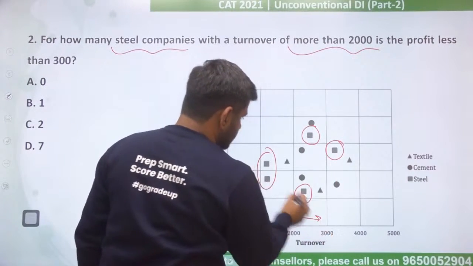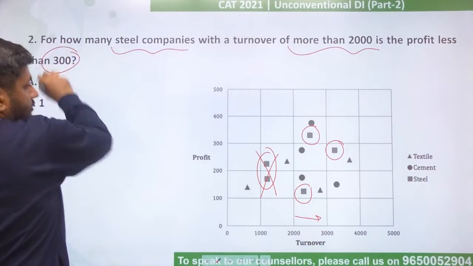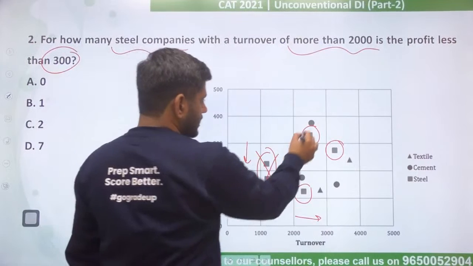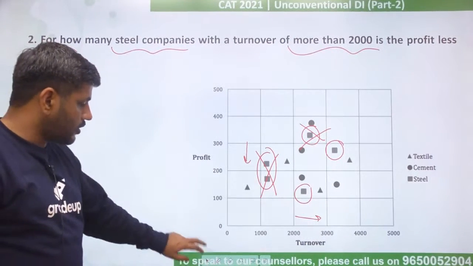That means above this. So these two are ruled out. Is the profit less than 300? Profit should be less than 300, that is, below 300. This is ruled out. These are the only two companies. So therefore my answer would be option C.